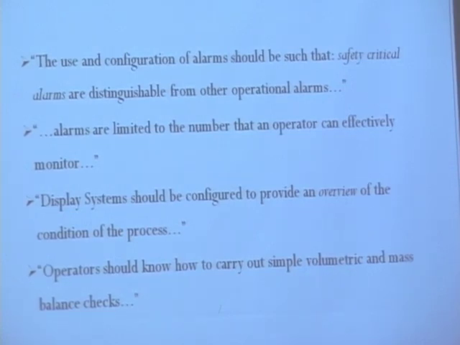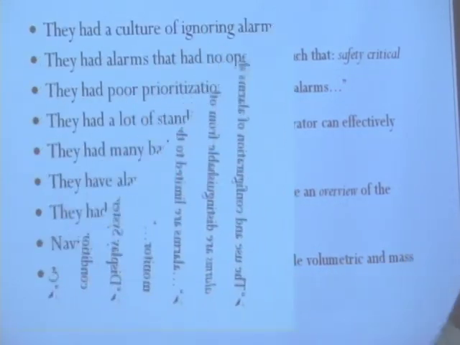An operator often looks after multiple units, right? So one of the things we know from this statement is that if you're looking after 3 units, the 3 units should always be on permanent display in front of the operator. So if he's focused on one area or one unit, he can still see what's going on in the others. So again, we learned something. Operators should know how to carry out simple volumetric and mass balance checks.